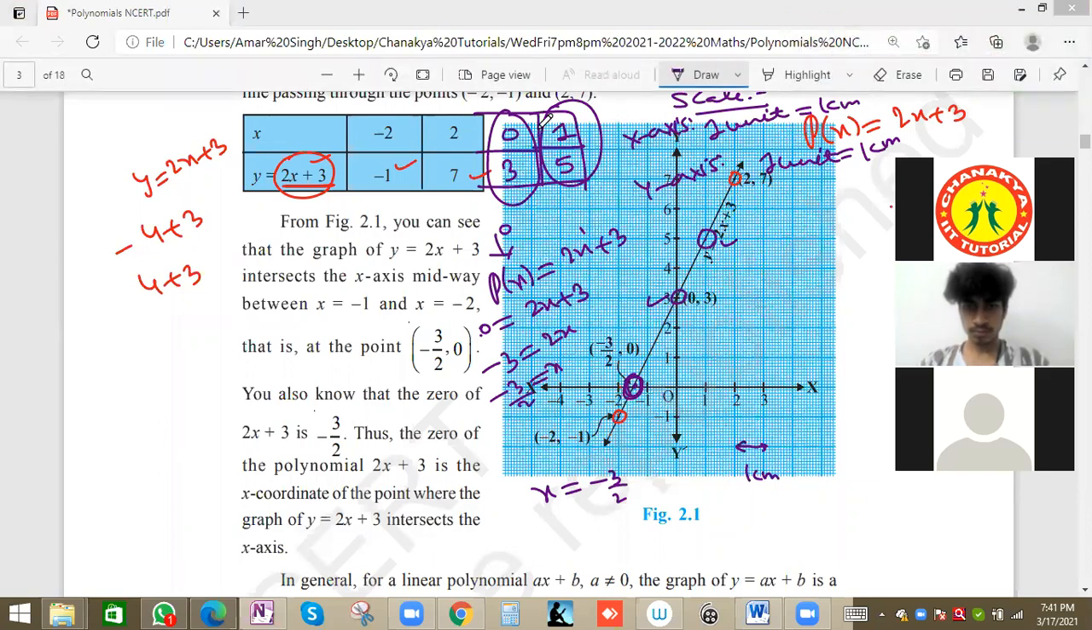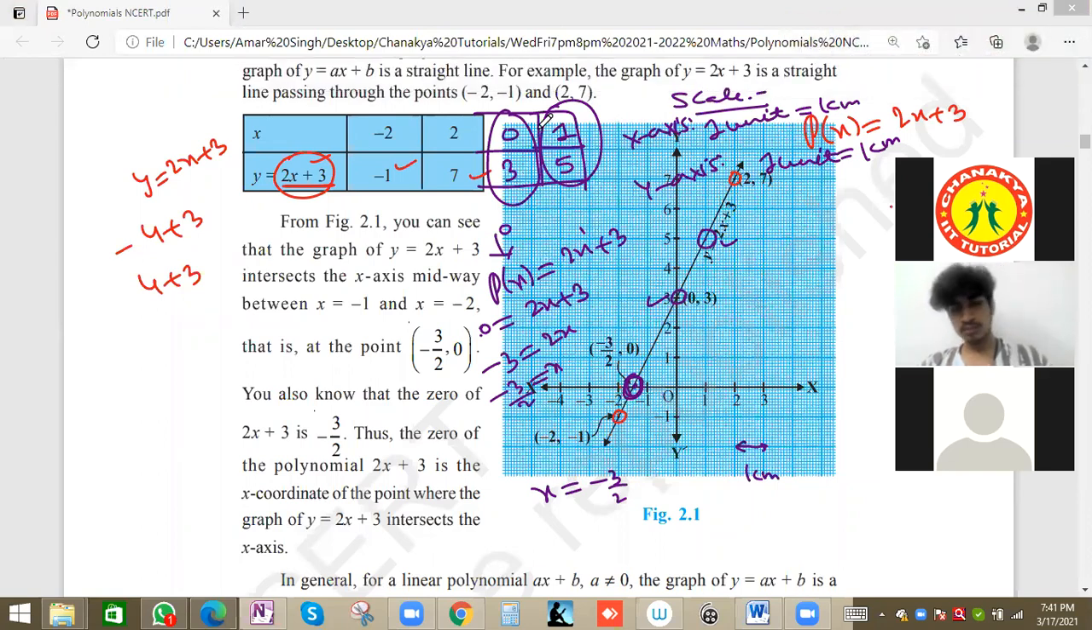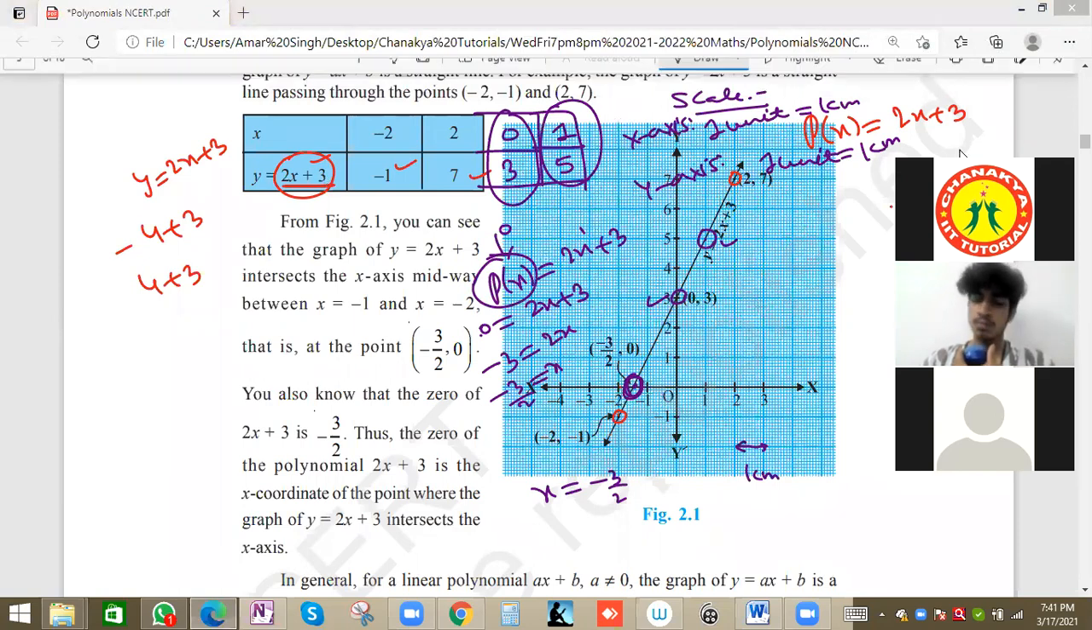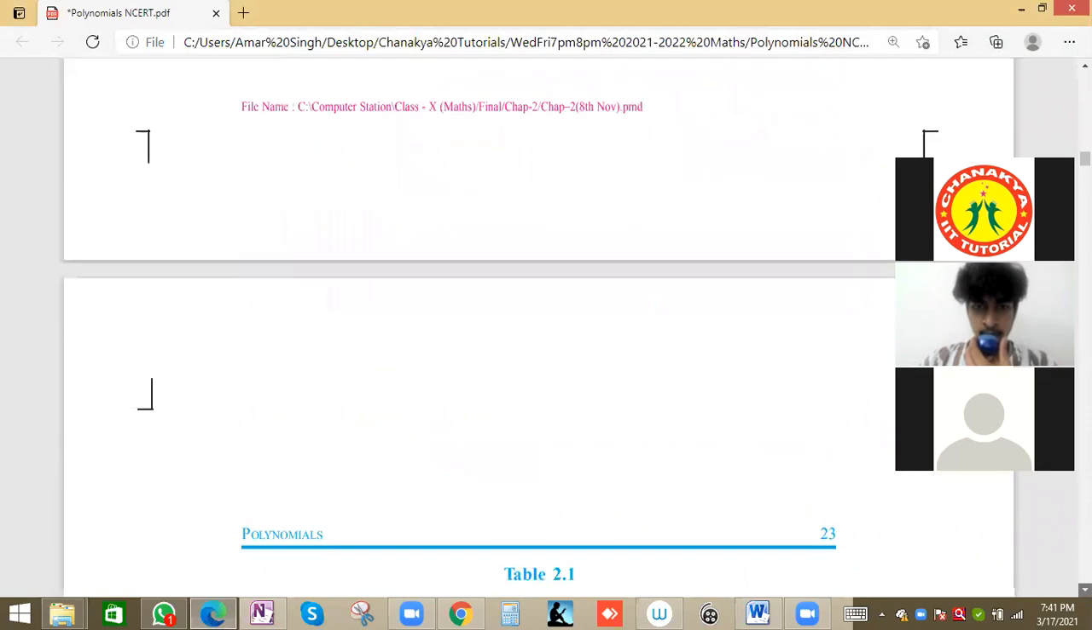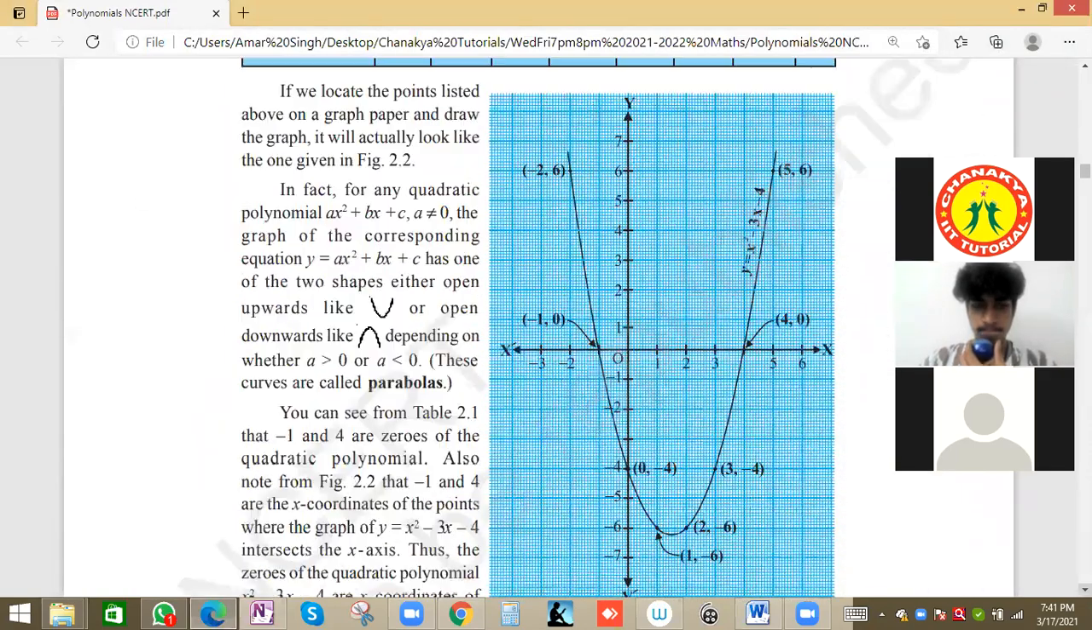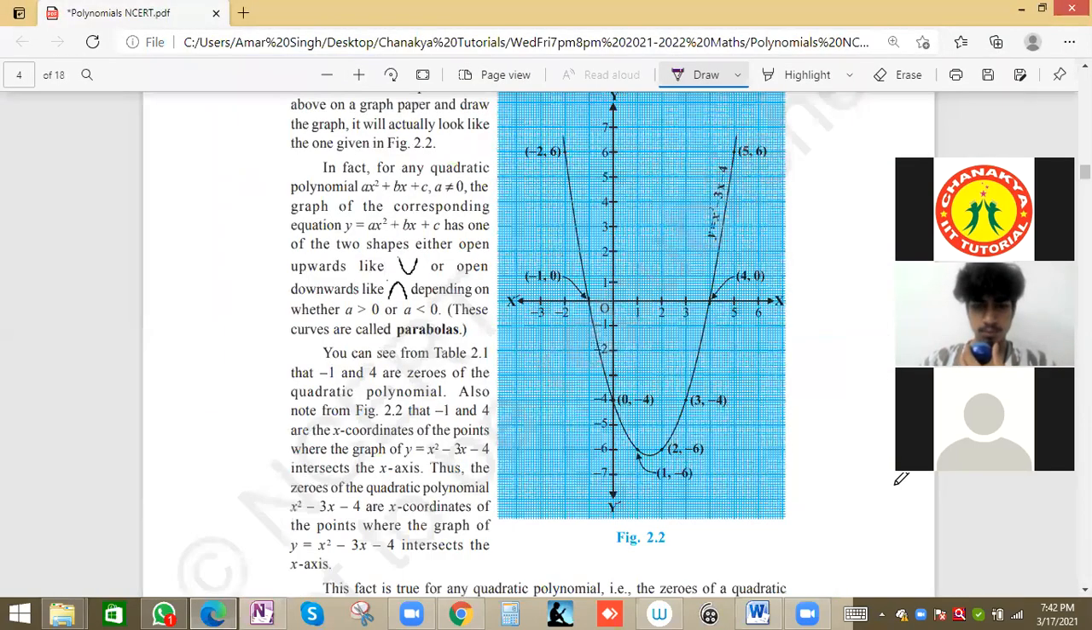Anyone having any doubt? From the graph we just have to check where this straight line is cutting the x-axis, because on the x-axis y is 0 and we can assume p(x) as y. So this will be the value of the zero. Now we'll see some other graphs. Suppose we have this one. For this graph, how many zeros and what are the values of the zeros?